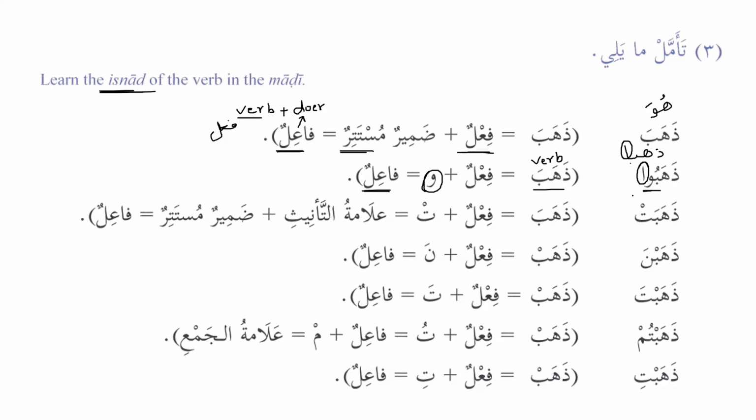As in dhahabu, the fa'il is the wow, right? And in dhahaba, the fa'il is the alif. Now do you remember the past tense conjugation? For one person we say dhahaba, for two persons dhahaba, and for more than two we say dhahabu. So this alif is the doer. In number one, the doer is hidden, mustatir. In number two, the doer is alif. And in number three, the doer is wow.